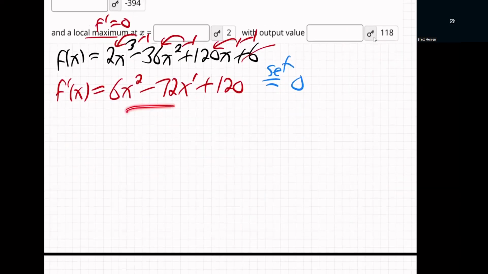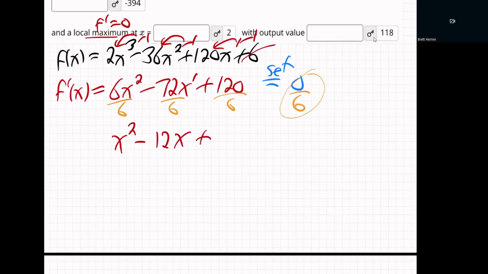Well, how do I solve that equation? It's not easy. I would probably divide through by 6 first, because 6 goes into all of them. That'll just make our numbers easier. Whatever you do to one side, you have to do to the other also. So it's x squared minus 12x plus 20 equals 0 over 6, which is just 0. It doesn't do anything, but it's still helpful.